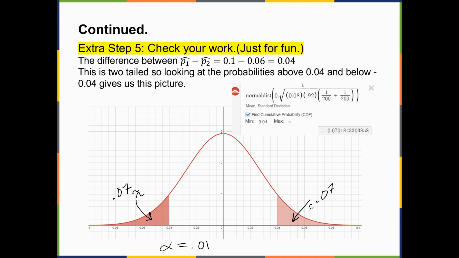So if we're looking at our normal distribution, and I plugged in the one we calculated here with all that value, we can see that 0.04 is right here. So above or below that guy has a probability of 0.07 to be above it and 0.07 to be below negative 0.04. We add those together, that's where we get the 0.14 probability that we got for our p-value. Remember, our alpha is 0.01, so those probabilities are not high enough to reject this hypothesis.